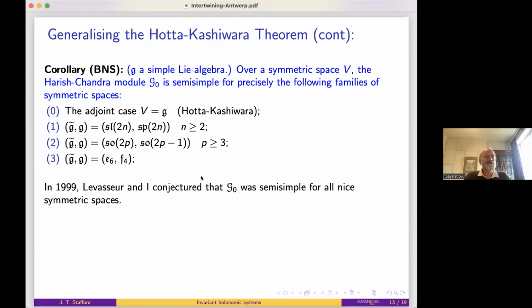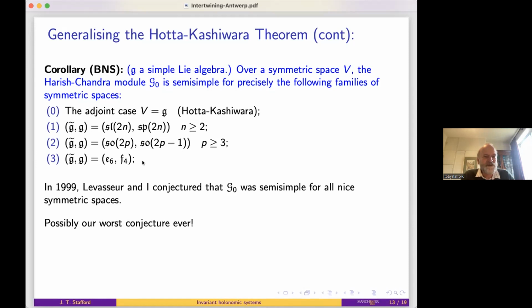Okay, so this is a bit embarrassing. Back when Lavoisier and I were first thinking about this, generalizing the Hotta-Kashiwara result, we actually conjectured that G0 was semi-simple for all possible nice symmetric spaces. We were only thinking about the nice case in those days. So what about these other three examples? Well, that first one's not nice. It's not a nice symmetric space, nor is the second one, nor is the third one. So in other words, we made the worst possible conjecture, where it's completely false everywhere except for the case that was already known. So it's undoubtedly our worst possible conjecture.